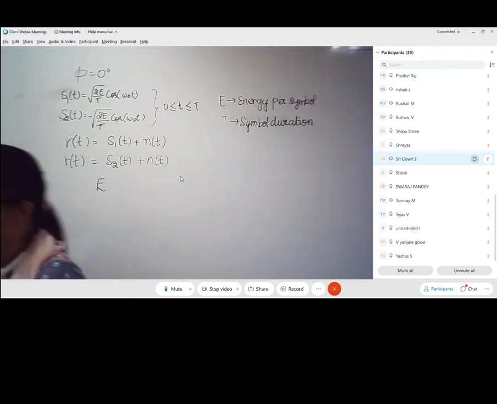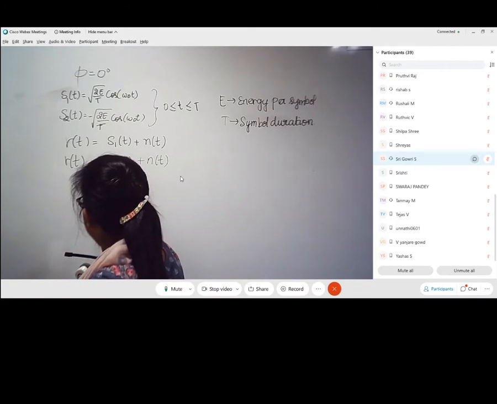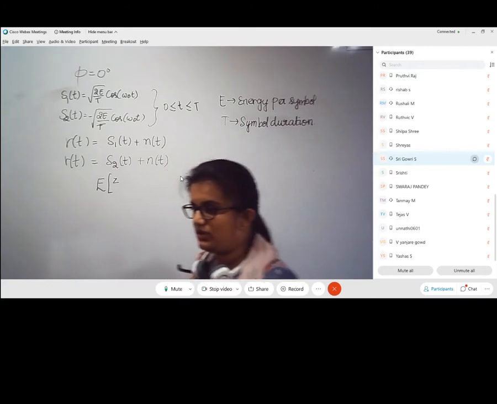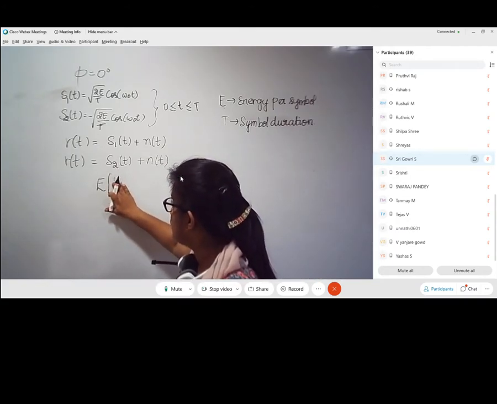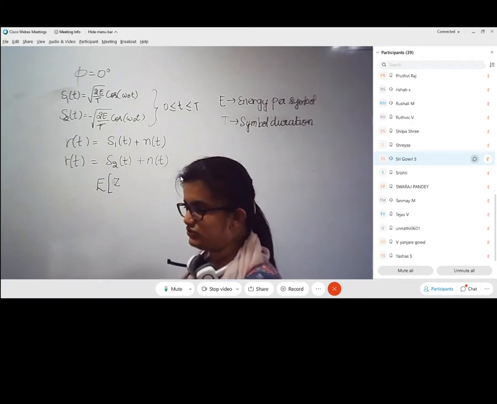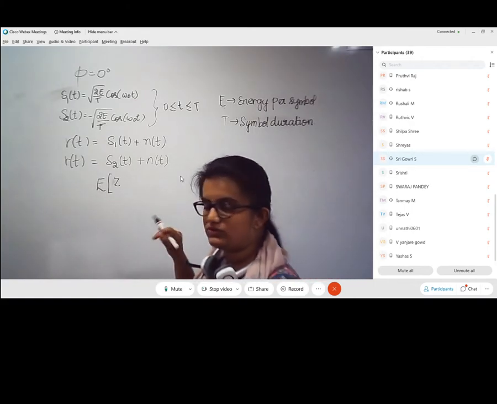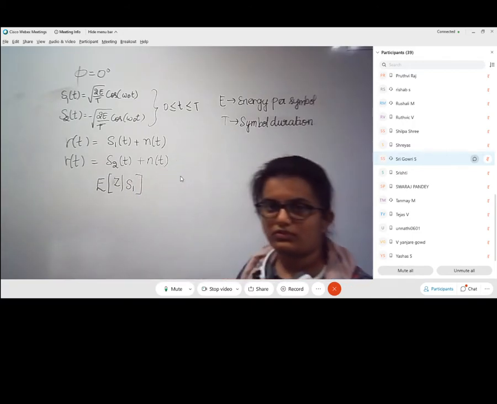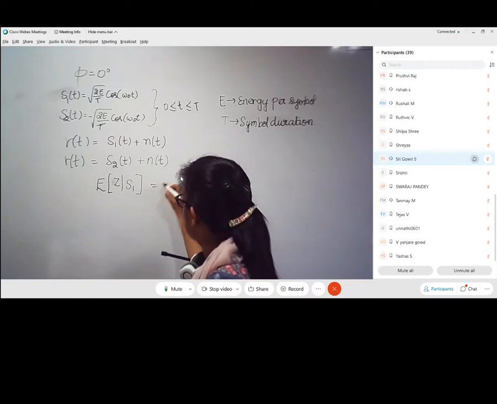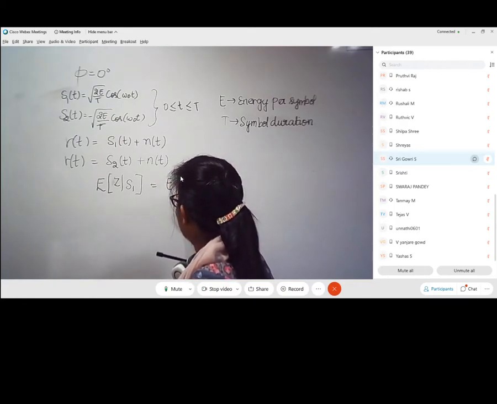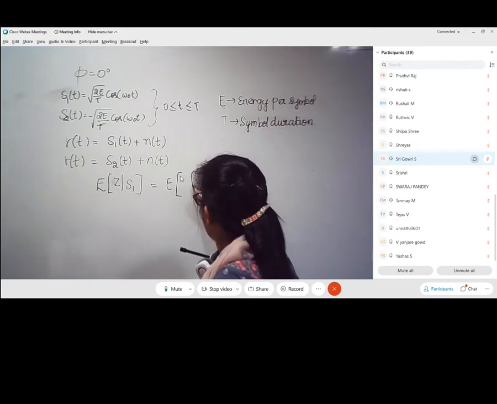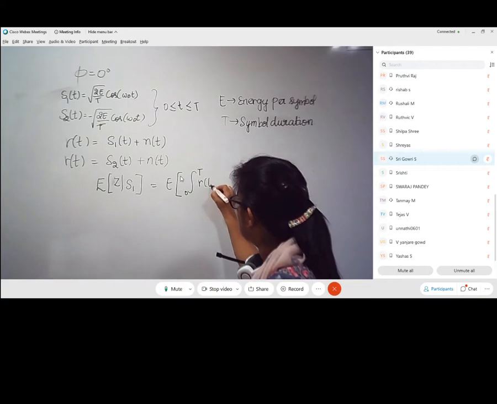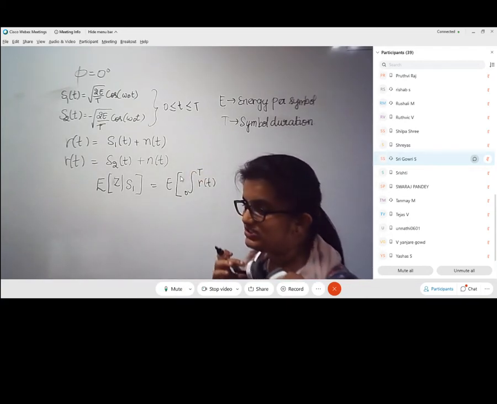So what we are going to do is find the expected value of Z, which is obtained after the correlator, given that S1 was transmitted. How to do that? Here we need to find the expected value, over a duration of 0 to t, of R of t. How many basis functions are there here?